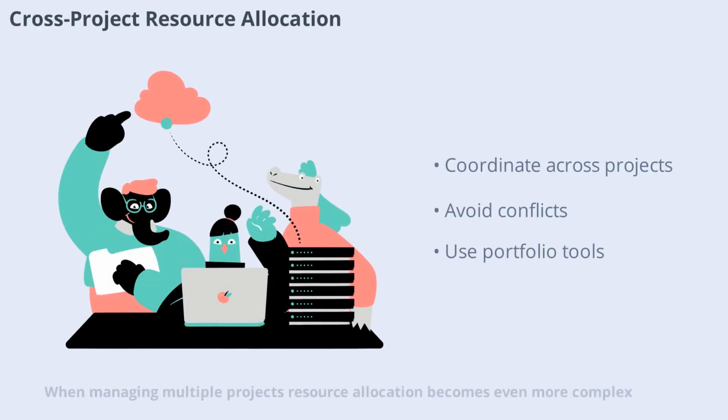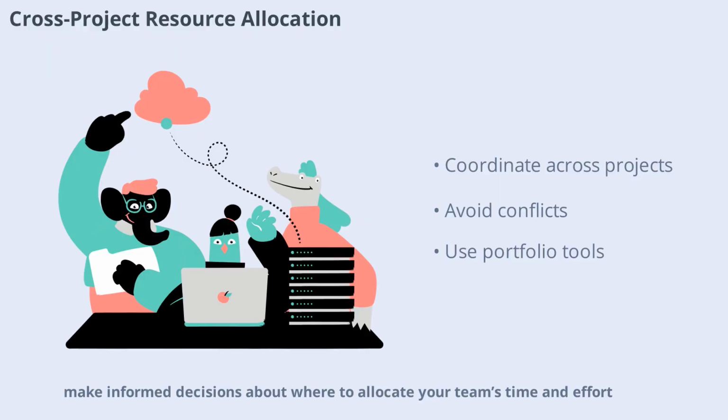In managing multiple projects, resource allocation becomes even more complex. It's important to coordinate across projects to avoid conflicts and ensure that resources are used efficiently. Tools like portfolio management software can help you track resource usage and make informed decisions about where to allocate your team's time and effort.